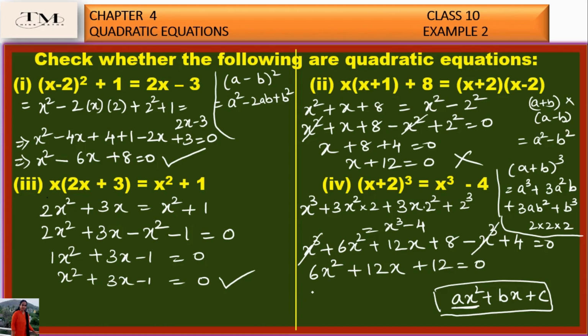So we can reduce this by dividing by 6. If you divide throughout the equation by 6, 6 divided by 6 is 1. So 1x square plus 12 divided by 6 is 2, 2x, plus 12 divided by 6 is 2, which is equal to 0. So it is of the form ax square plus bx plus c equal to 0. So this is a quadratic equation. Okay, understood? I hope you can follow all the problems.